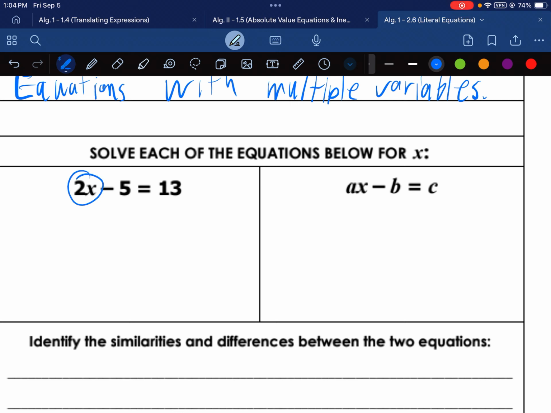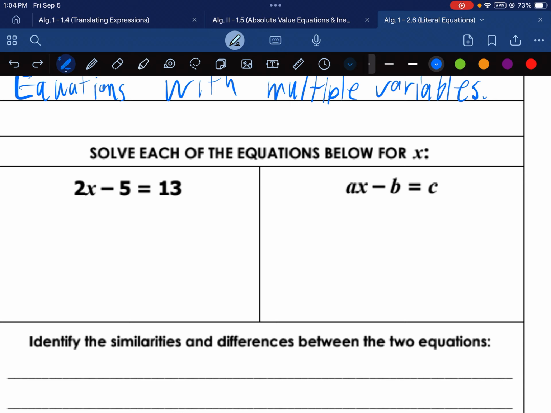Now both have two things multiplying together, subtracting something, and equaling something on the other side. So they have the same overall structure. We have a product, subtraction, and equaling one thing. So actually, how we solve them, there's a lot of overlap.